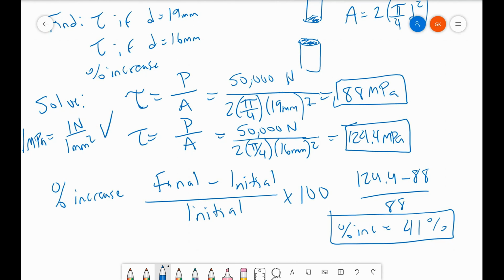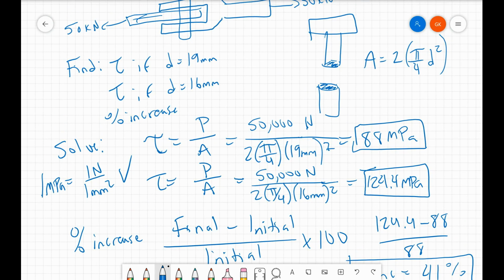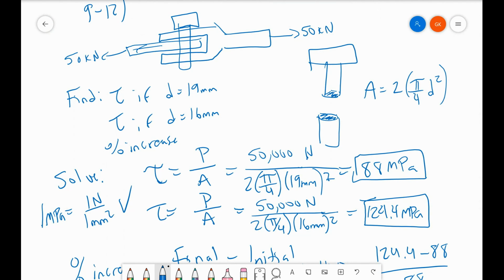So you see that by reducing the diameter by 3 millimeters, we increased the stress by 41%. That's a big increase. So you've got to be careful about this. Small changes can lead to big and sometimes drastically dangerous results.